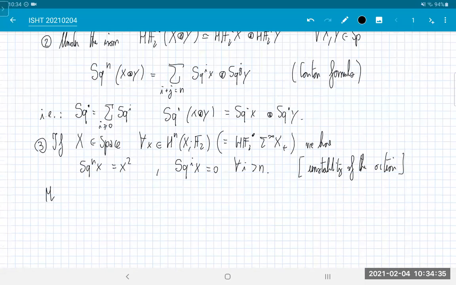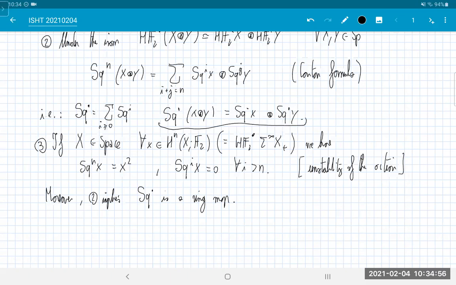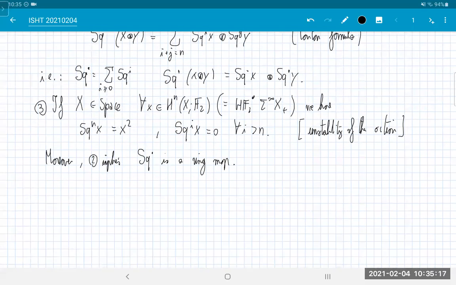And in particular, moreover, two implies that Sq^bullet is a ring map. I mean, you post-compose these with pullback along the diagonal, and you get that it is a ring map. That's useful. And okay, these are the properties that are easy to remember, the ones that I can remember. And then now I need an additional property, which I need to copy because it's going to be complicated.